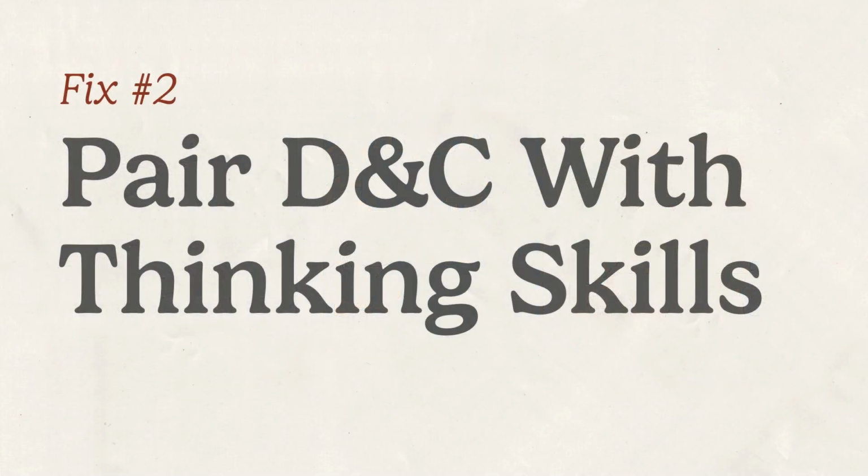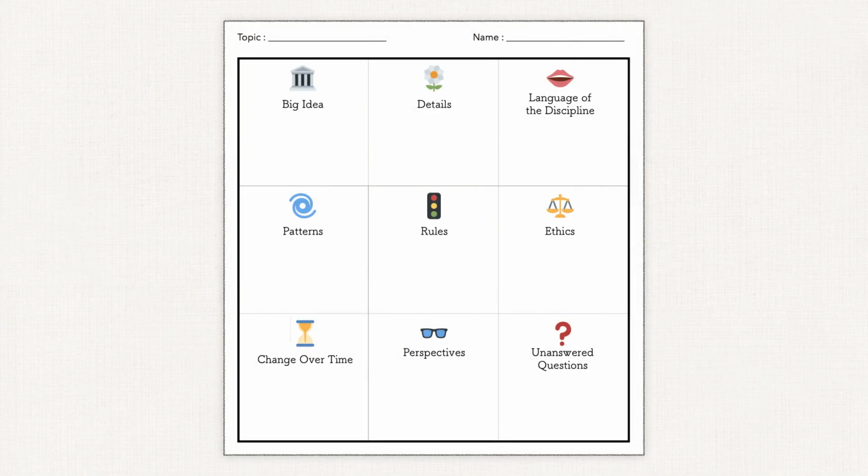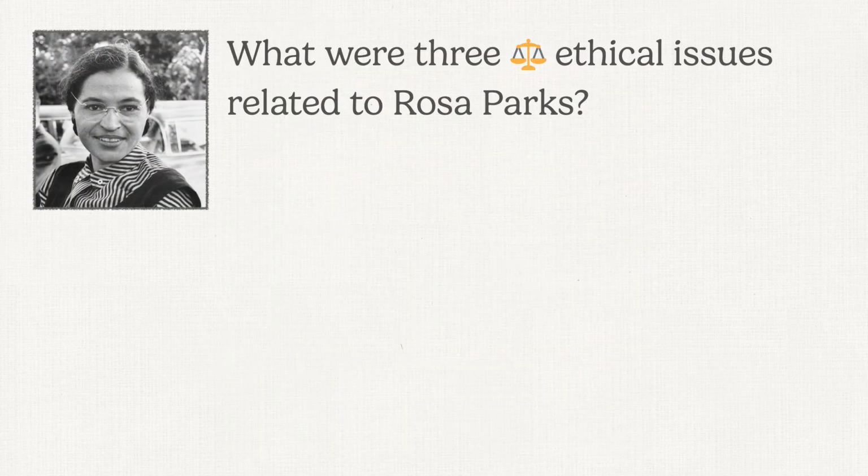And always pair depth and complexity with a thinking skill. Never, ever let a depth and complexity icon just sit there by itself, or your students won't know what to do. And I'm not just going to ask, what were 3 ethical issues related to Rosa Parks? That's just going to be a list.